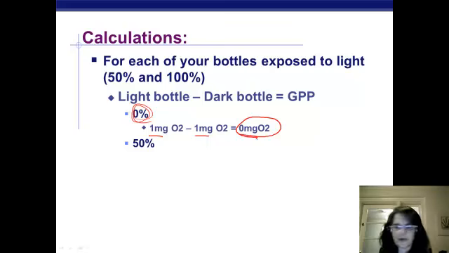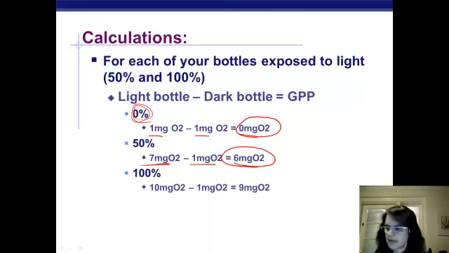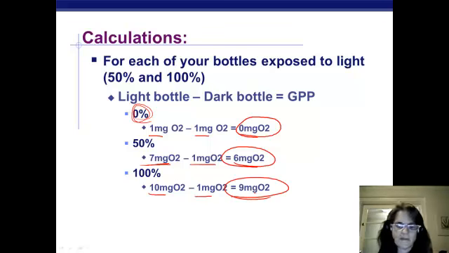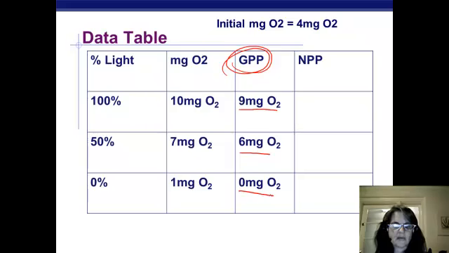So it was not productive. And our 50%, we're going to take our 7 for the 50% bottle minus what was in the dark bottle, and so our gross primary productivity was 6. And our 100%, we're going to take our 10 minus 1, and that gives us a measurement of 9 milligrams. So this is our gross primary productivity. Okay, 9 milligrams of oxygen, 6 milligrams, and of course 0, not productive.